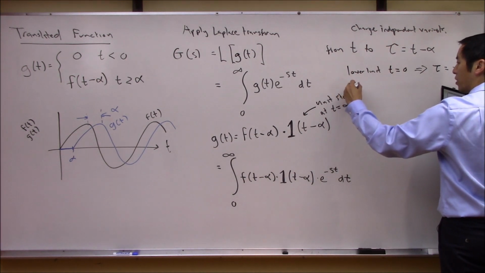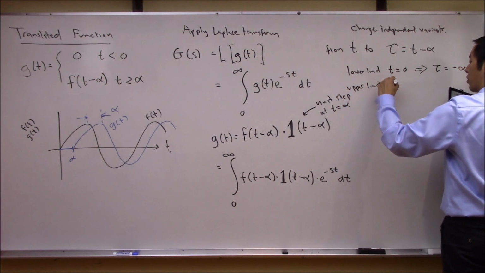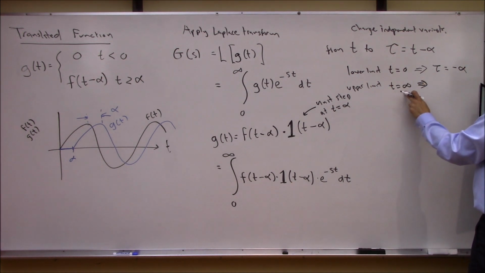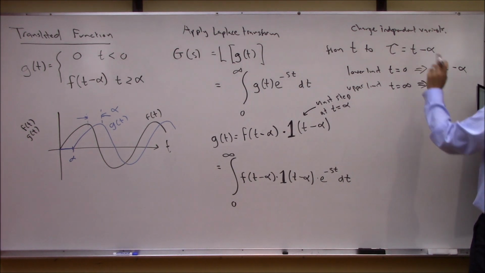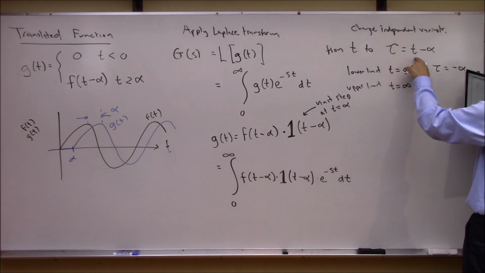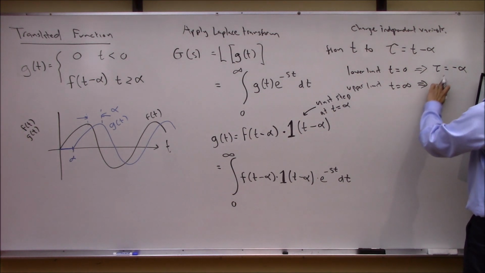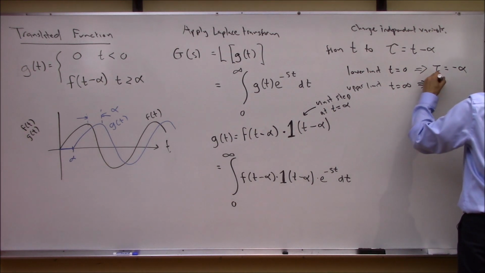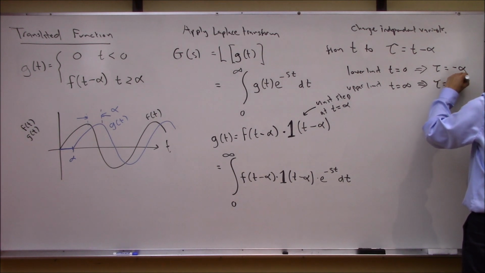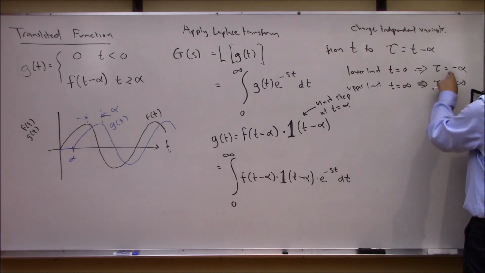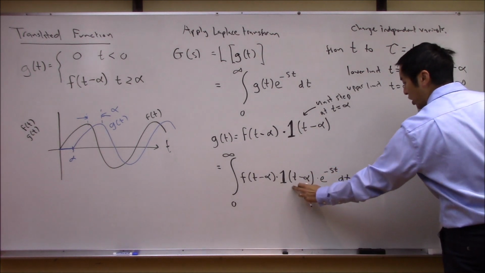Okay, so the upper limit earlier was t equals positive infinity. Plugging positive infinity into this expression, what do we end up with? Infinity is going to swamp it, so we end up with tau equal to infinity as the equivalent upper limit. Great. So now let's make this change of limits of integration, and we can change the independent variable in here.